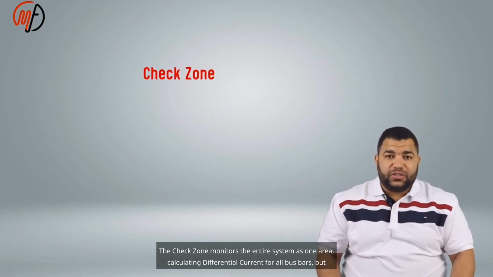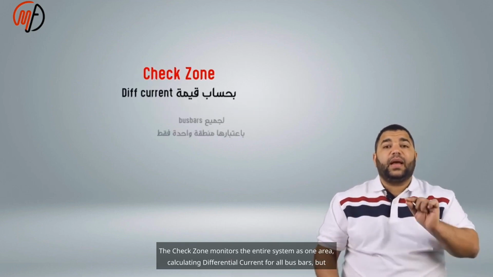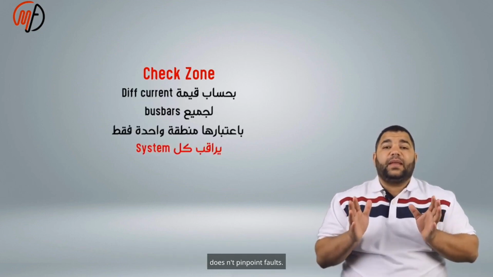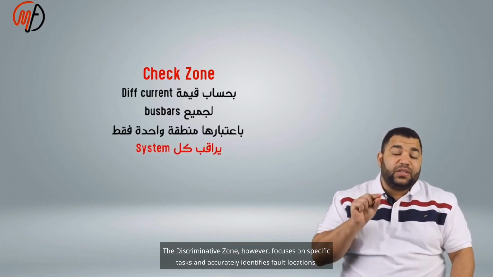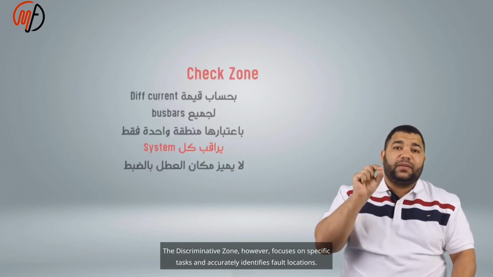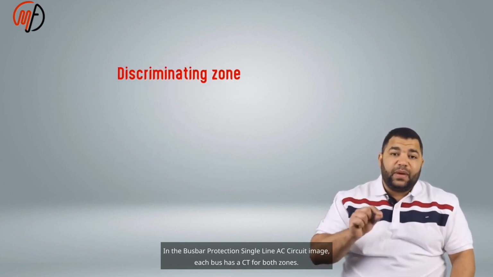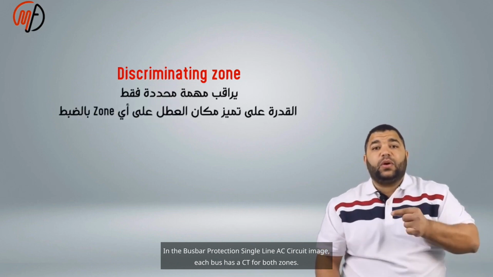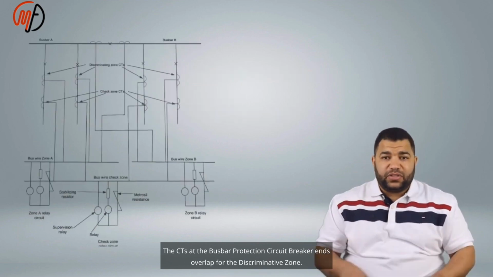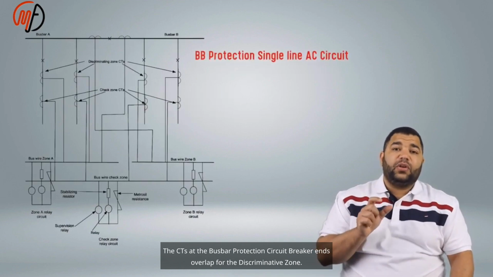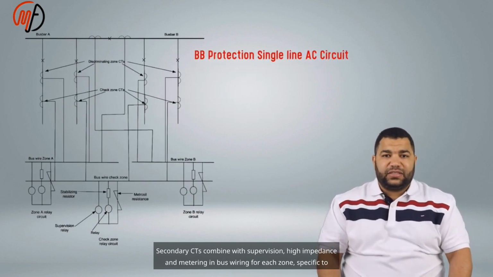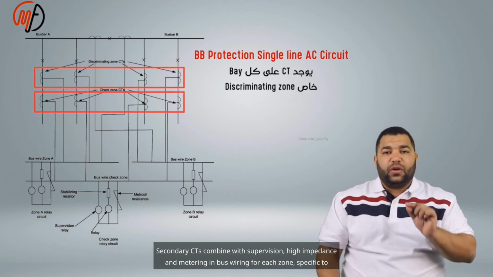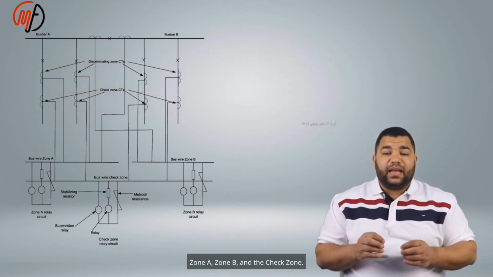The check zone monitors the entire system as one area, calculating differential current for all bus bars, but doesn't pinpoint faults. The discriminative zone, however, focuses on specific zones and accurately identifies fault locations. In the bus bar protection single-line AC circuit image, each bus has a CT for both zones. The CTs at the bus bar protection circuit breaker ends overlap for the discriminative zone. Secondary CTs combine with supervision, high impedance, and metering in bus wiring for each zone: Zone A, Zone B, and the check zone.